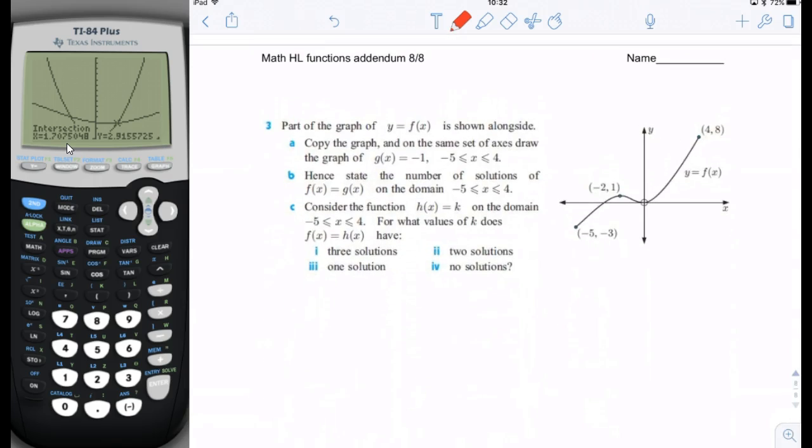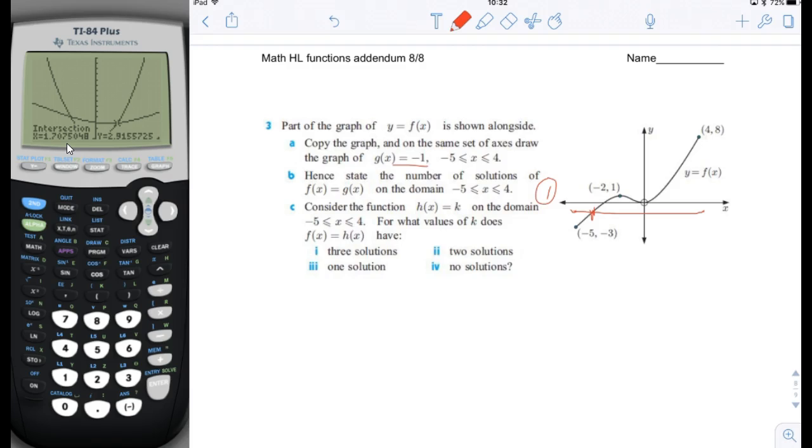All right. Let's do page 8 problem together with this. Part of the graph of y equals f of x is shown alongside. Copy the graph and on the same set of axes draw the graph g of x equals negative 1. Okay, so g of x equals negative 1 is a horizontal line. It is about there. Okay, I'm going to draw it for the domain negative 5 to 4. Hence, state the number of solutions of f of x equals g of x on the domain negative 5 to 4. There's only one solution. It's right there. So it's one solution.